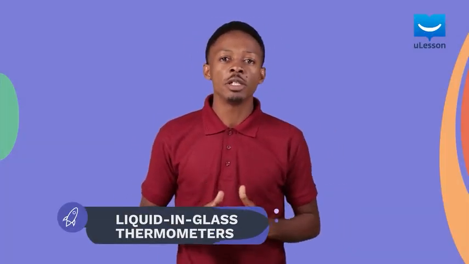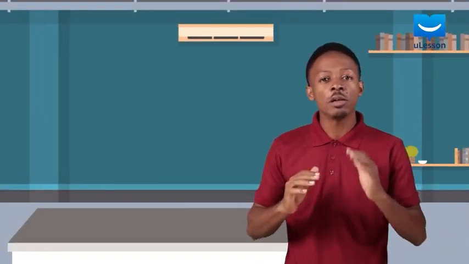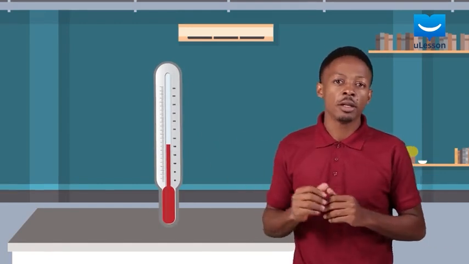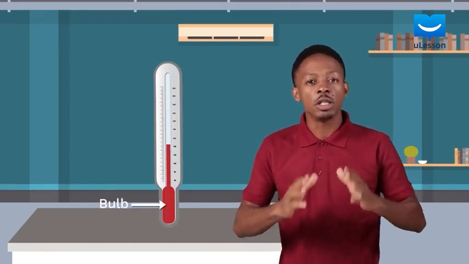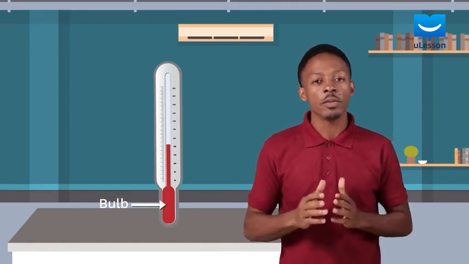Liquid in glass thermometers are based on the linear relationship between thermal expansion of some liquids with temperature. A typical liquid in glass thermometer looks like this. The first thing to notice is the bulb. The bulb serves as a reservoir for the liquid.